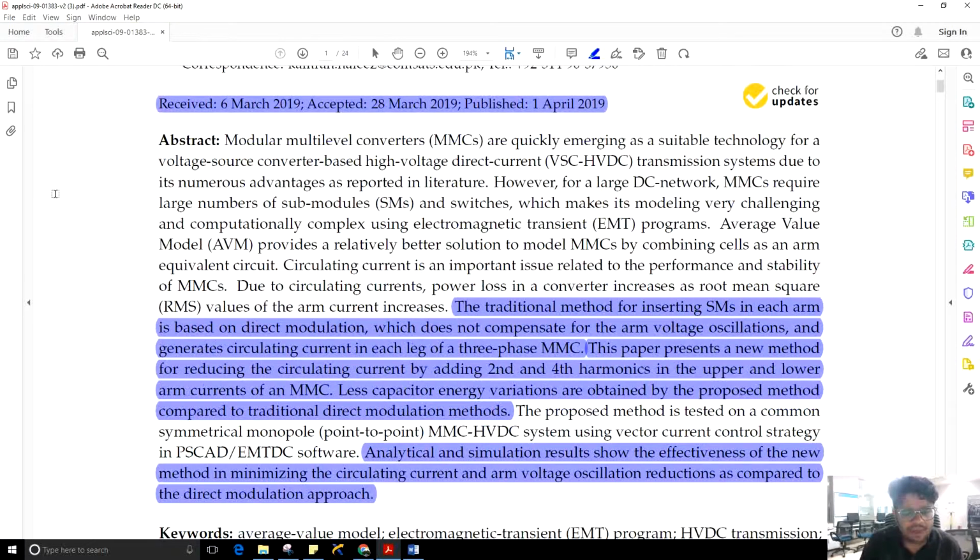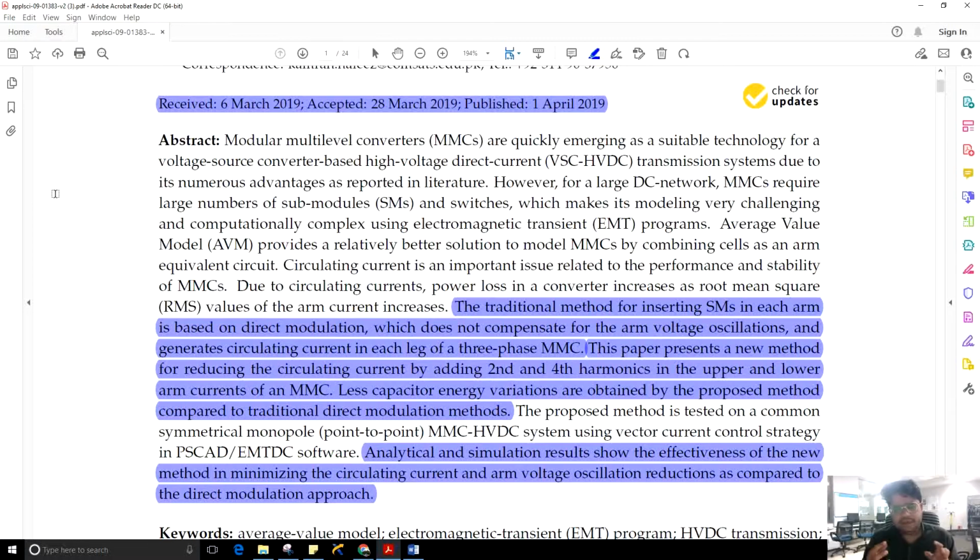Basically, MMC is considered to be an invincible topology for applications of high voltage direct current HVDC and multi-terminal DC MTDC grids due to salient features such as modularity and scalability. There is no need of filter at the load side, improved power quality, reduced harmonic content.